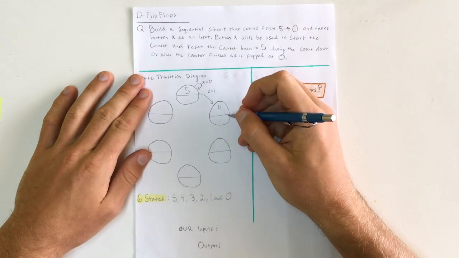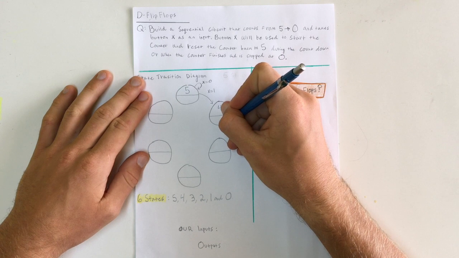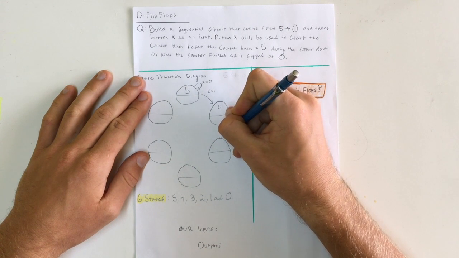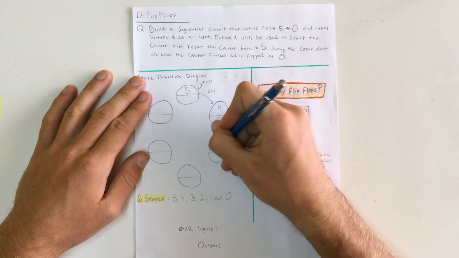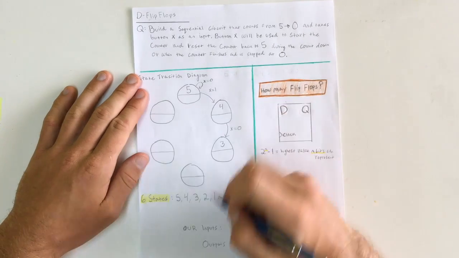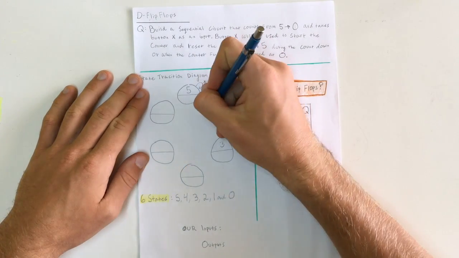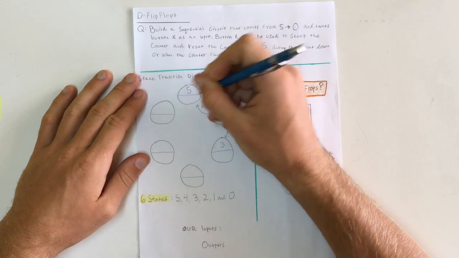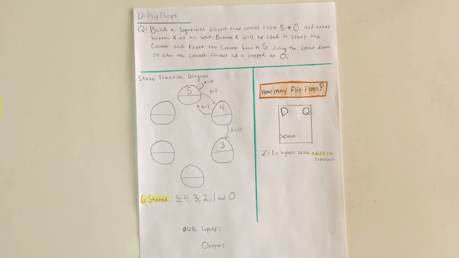If we're in state 4 and the button is not pressed, then we will transition to the next state, which is state 3. However, if we're in state 4 and the button is pressed, then it will reset the counter back to 5. So if X is equal to 1 when we're in state 4, we'll go back to 5. And again, we'll wait in 5 until the button is pressed again.